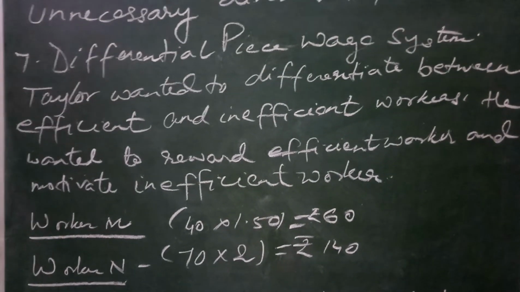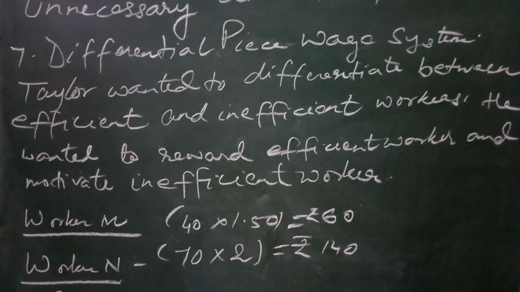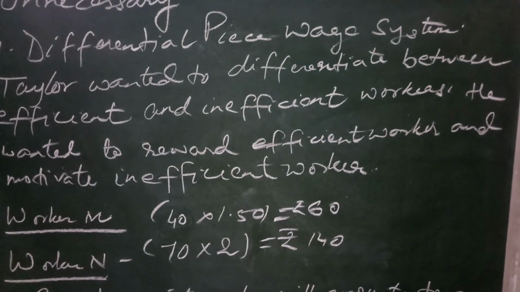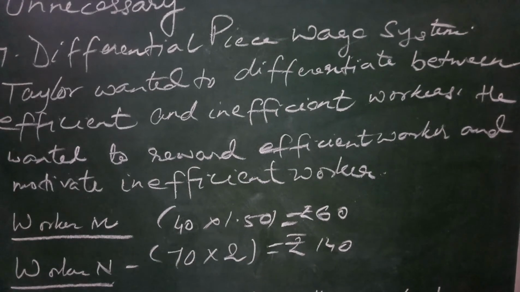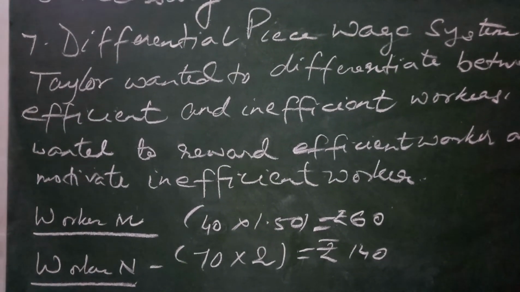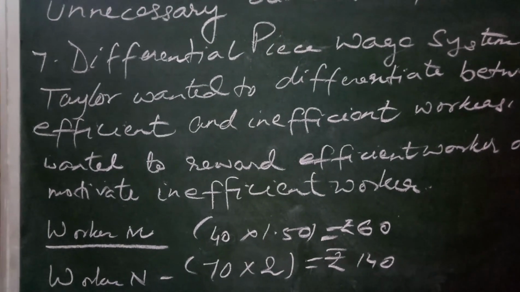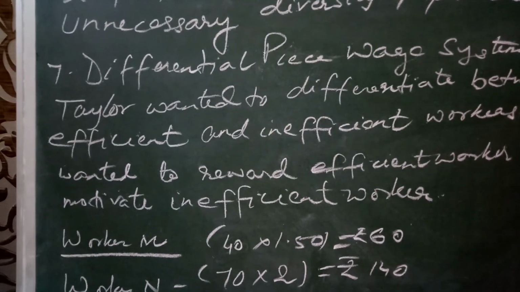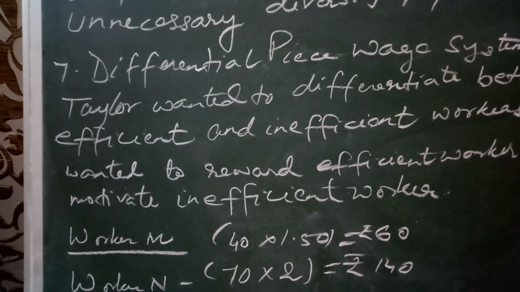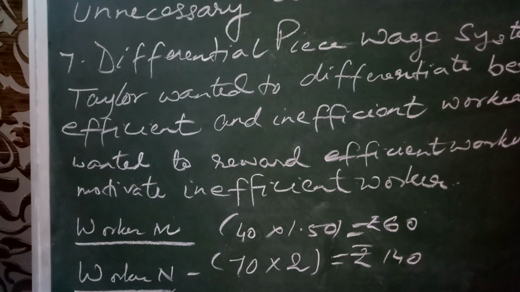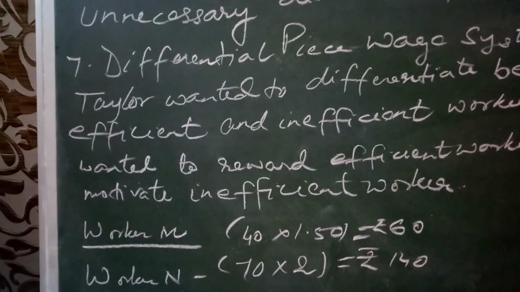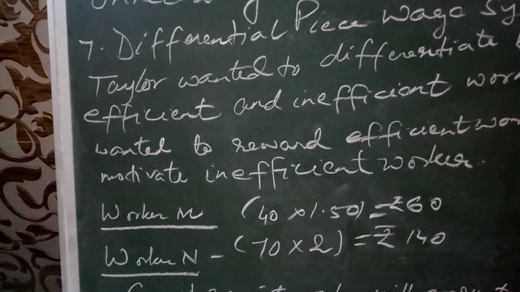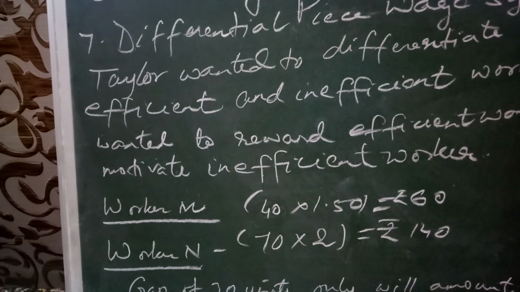The last technique of scientific management: the differential piece-rate system. Taylor wanted to differentiate between efficient and inefficient workers. He wanted to reward the efficient worker and motivate the inefficient worker. In this wage system, there are two piece wage rates, one for those workers who produce the standard output or more, and the other for those who produce less than the standard output. The difference in wages is enough for an inefficient worker to be motivated to perform better in future. This technique is the strongest motivator for a worker to reach standard performance. Due to the difference in wage rates of efficient and inefficient workers, it is known as the differential piece wage system.